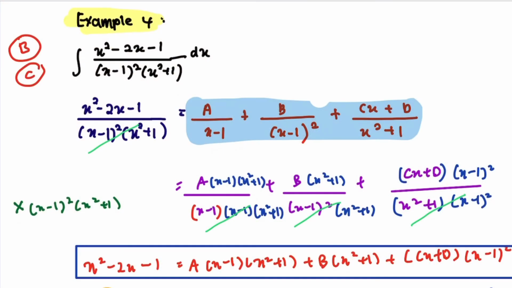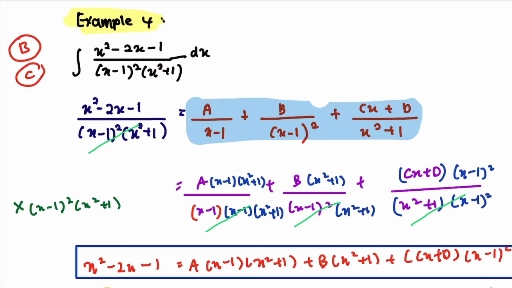Now we have arrived at example 4. Integrate x squared minus 2x minus 1 over x minus 1 squared, x squared plus 1 dx. So this is the case of repeated linear, case B. This is the case of irreducible quadratic, so case C. So let's open up everything.